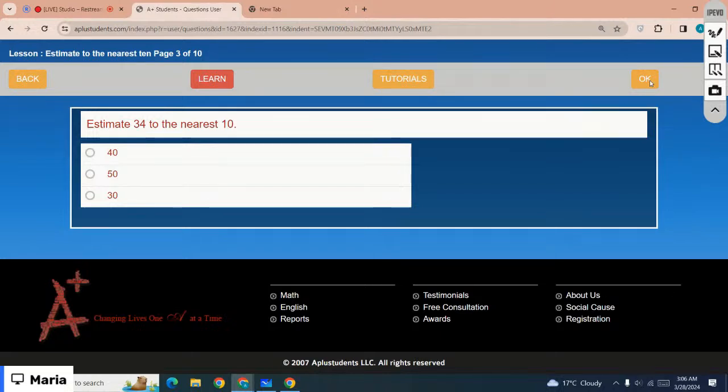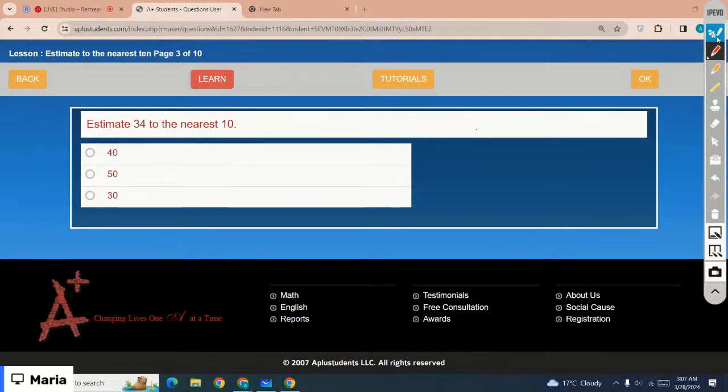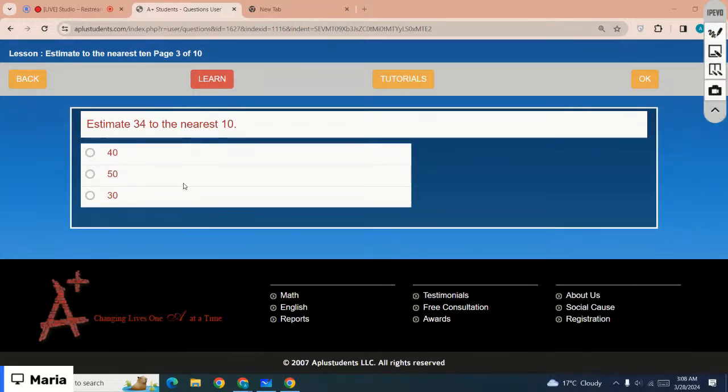Okay, estimate 34 to the nearest 10. So how do you estimate? Let's see. 34 is between 30 and 40. So 34 is here before half, right? You can round off 34 to which 10? Yes, you can round off 34 to 30. You have to round down if the number is less than the halfway. 35 is exactly the halfway between 30 and 40, and 34 is less than 35, so you can round off 34 to 30. The correct option is 30. Why 50? Why 40? 34 is rounded off to 30.